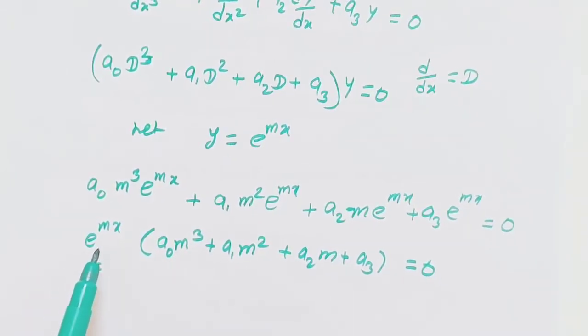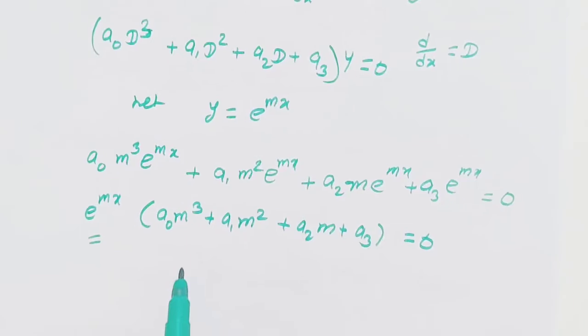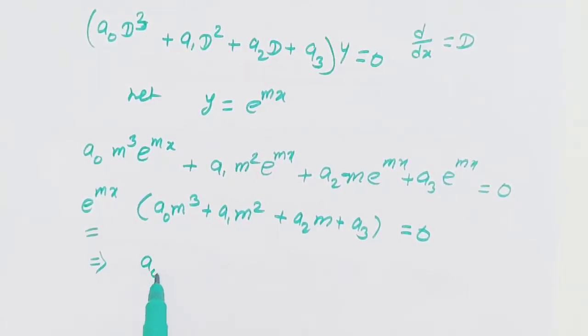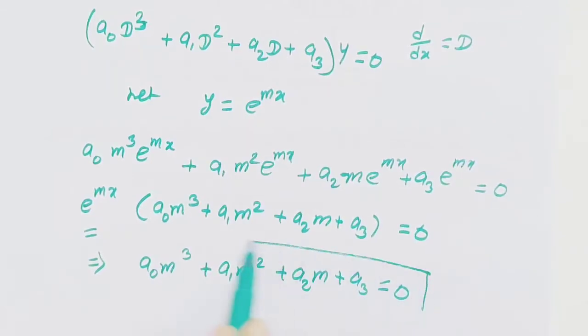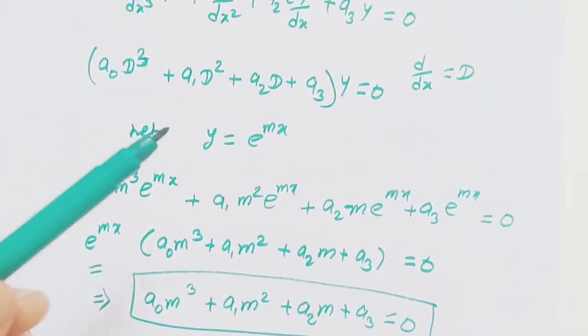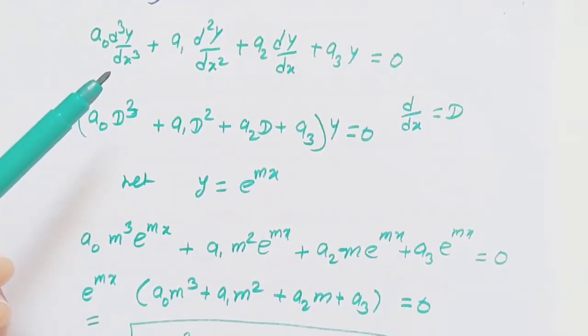If we take m equals to 0, then e raised to power 0 is 1, or any value. For any value of m, this e raised to power mx is never equal to 0. So it is not possible to take the 0, that means this term must be 0. So from this term we can write a0 m cube plus a1 m square plus a2 m plus a3 is equal to 0. Now see here, we are considering y is equal to e raised to power mx is the solution for our homogeneous differential equation.